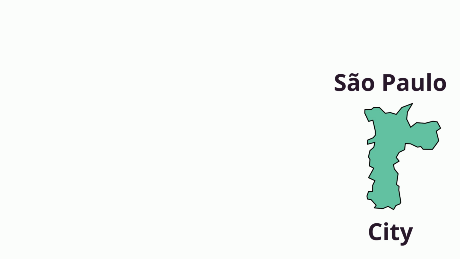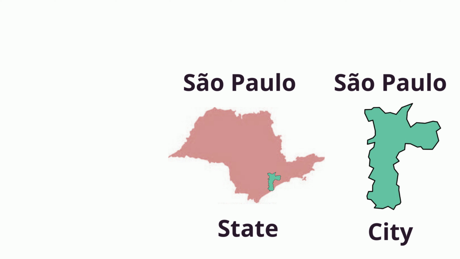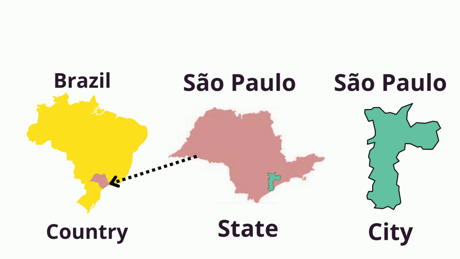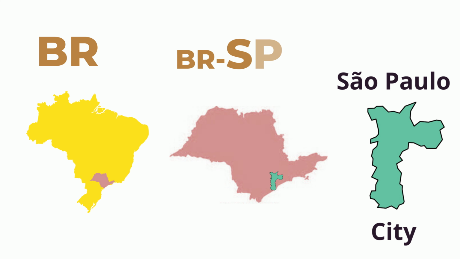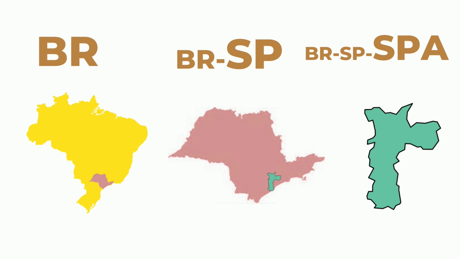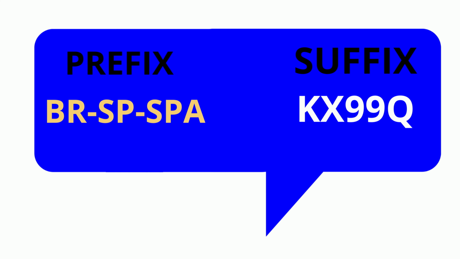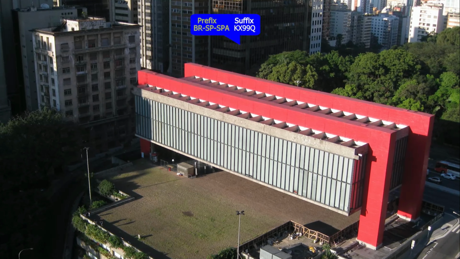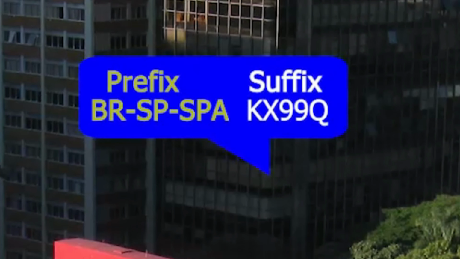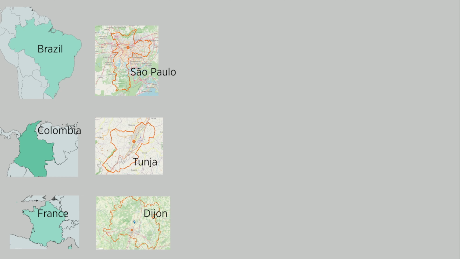For example, if the target point is in the city of São Paulo, in the state of São Paulo, in Brazil, if we replace the beginning of the code with BR for Brazil, SP for the state of São Paulo, SPA for the city of São Paulo, we can greatly reduce the difficulty of remembering the city's codes, since they will all start with this prefix and end with a 5-character suffix that will be easier to remember. This is what we have done by developing the AFA.codes methodology.